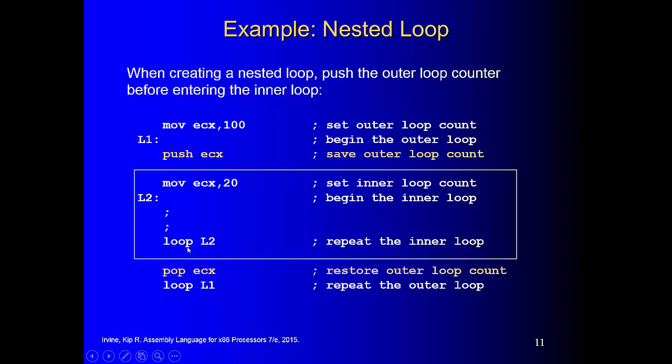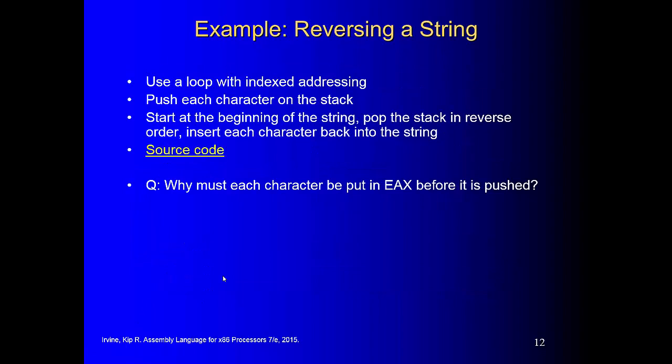After we finish loop 2, we need to resume the loop counter for L1. So we pop the stack value into ECX. So this is a restore of the ECX value for the outside L1 loop. So push and pop always pair together to save and restore. In the book, we have a reverse string operation and a program, so we can see the source code in the book.